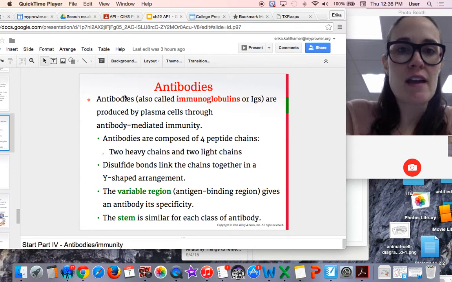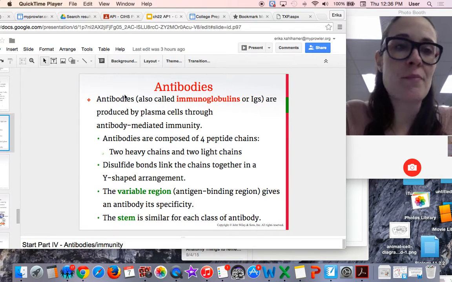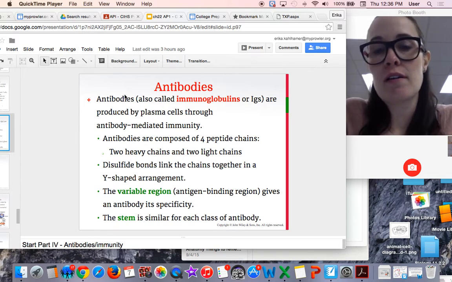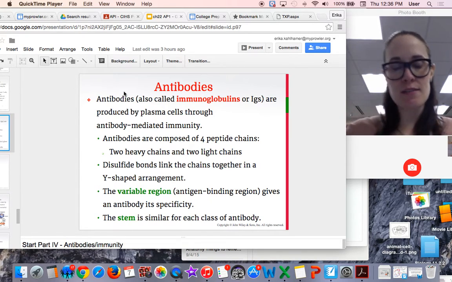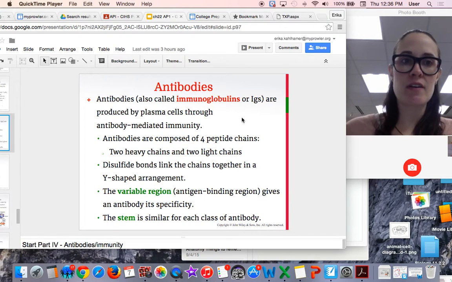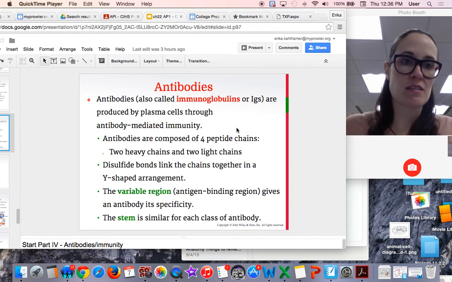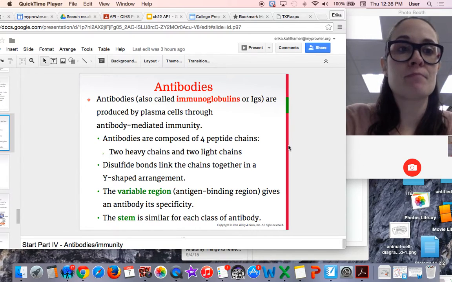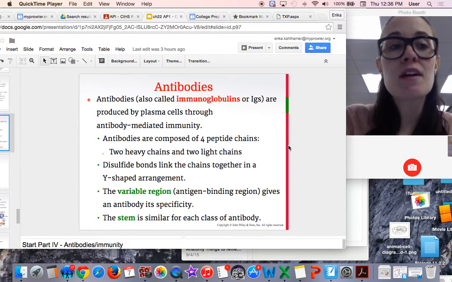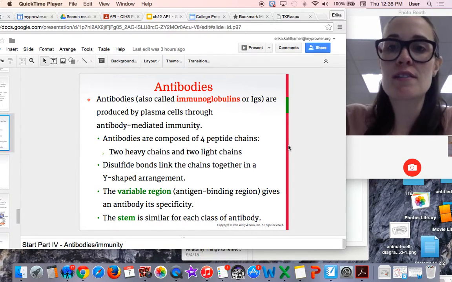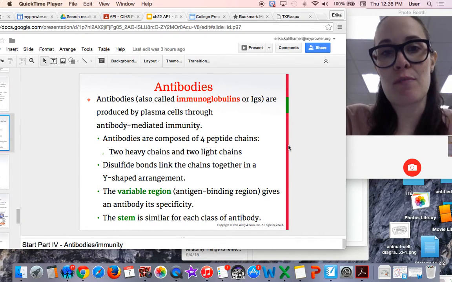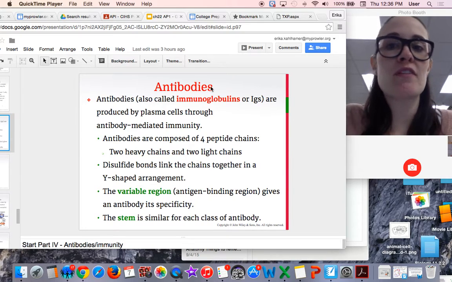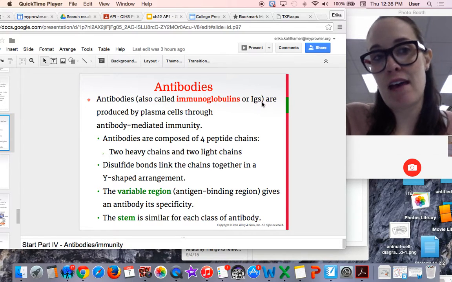Okay, so this is for Anatomy and Physiology 1, Chapter 22, Part 4. We're still talking about the adaptive immune response, but now we're going to talk specifically about antibodies and then essentially immunological memory, how that works. So another name for an antibody is an immunoglobulin. They abbreviate antibodies as Igs.